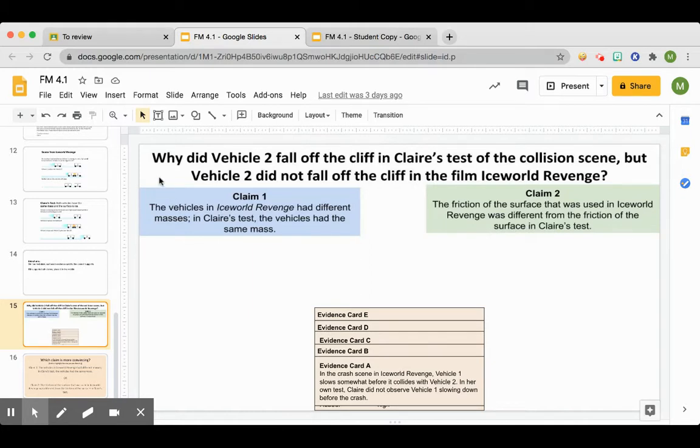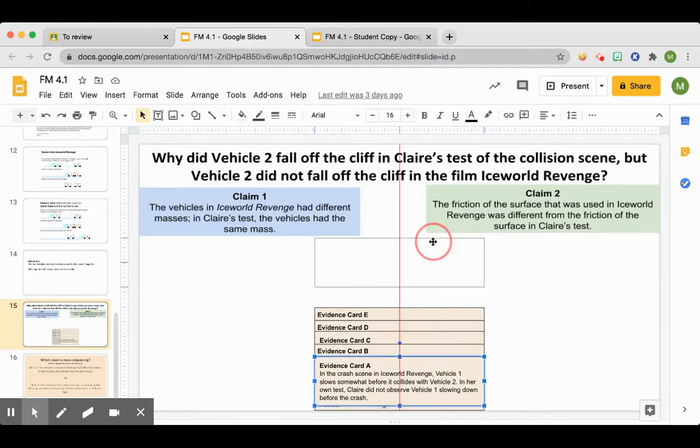So why did Vehicle 2 fall off the cliff in Claire's test of the collision scene, but Vehicle 2 did not fall off the cliff in the film Ice World Revenge? Claim 1 says that the vehicles in Ice World Revenge had different masses, and in Claire's test, the vehicles had the same mass. Claim 2 says the friction of the surface that was used in Ice World Revenge was different from the friction of the surface of Claire's test. So you need to read these evidence cards and think if it is relating to the vehicles having different masses or if it's relating to the surface being a different material, therefore the friction will be different.